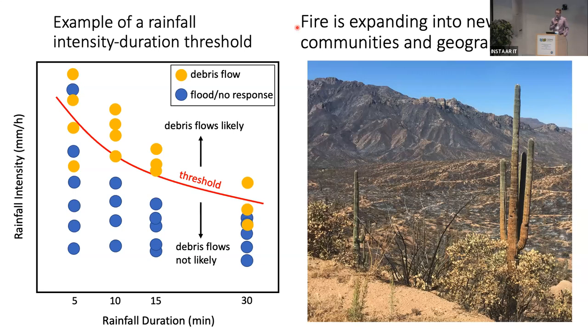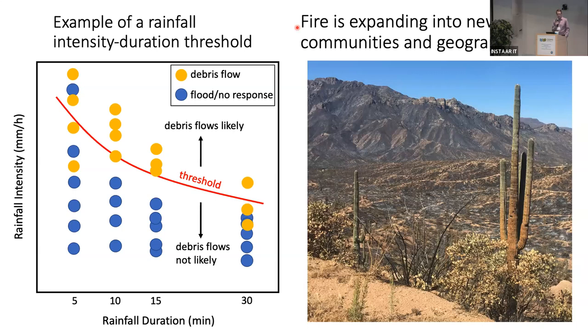We've had a decent amount of success using empirical models to answer some of these first order questions that I motivated my talk with. So one of those questions might be, how much rain does it take to produce a debris flow in a given watershed? And one common tool to do that is a rainfall intensity duration threshold, which is shown here on the left.